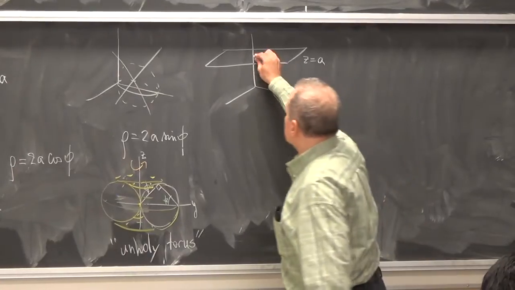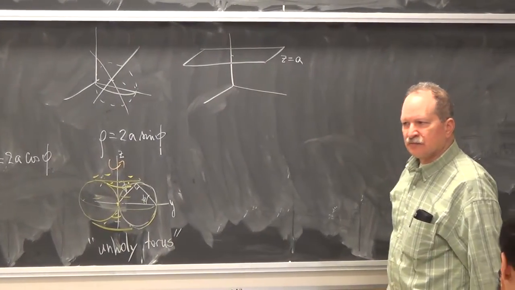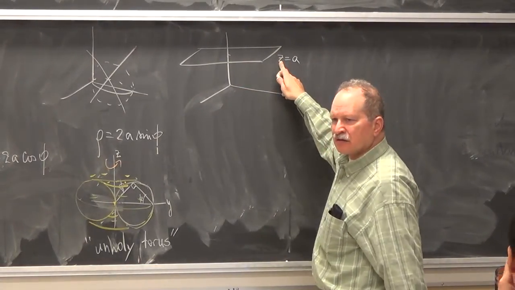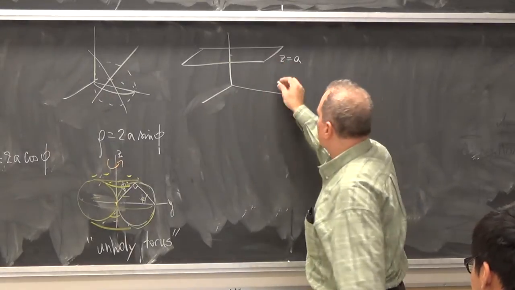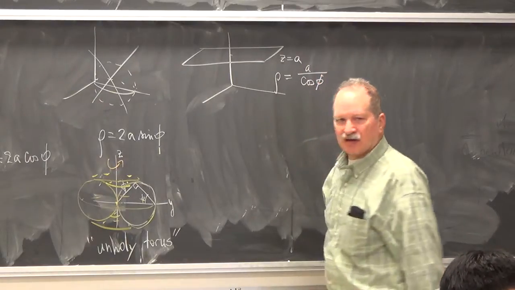What about a plane z equals a? What's that in spherical coordinates? Do the same thing we did with polar. What's z? Rho cosine phi. So this is rho equals a over cosine phi, just like we were doing.